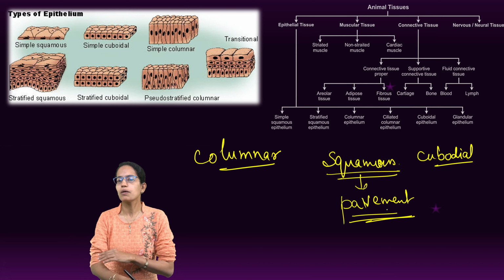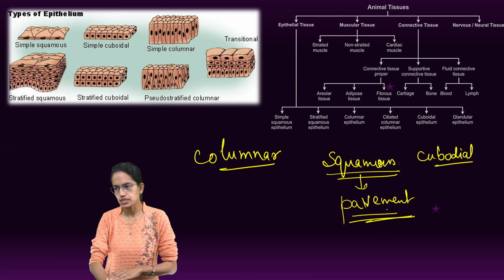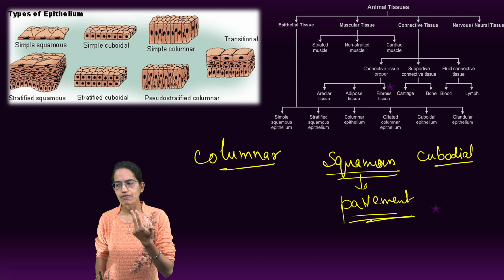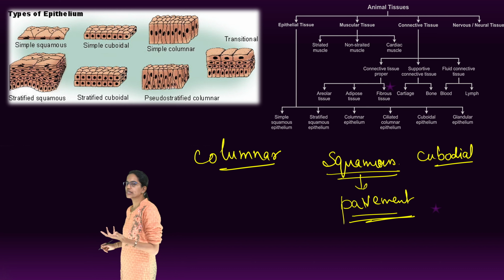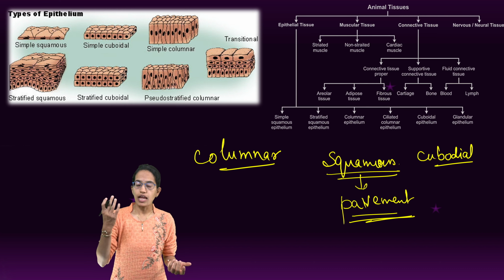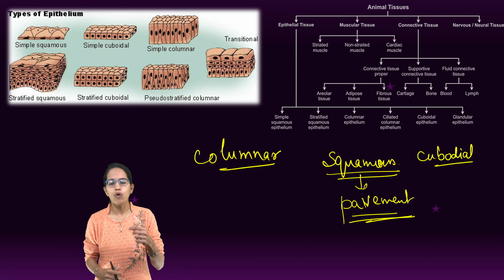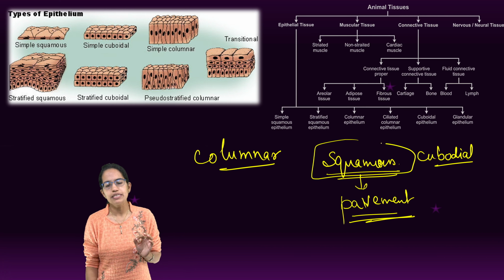Good examples: blood vessels, epidermis of the skin, buccal cavity, Bowman's capsule in kidney. Then we have lungs, the alveoli of the lungs. All of those are examples of squamous epithelium.